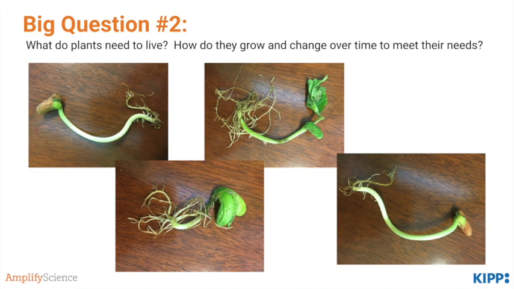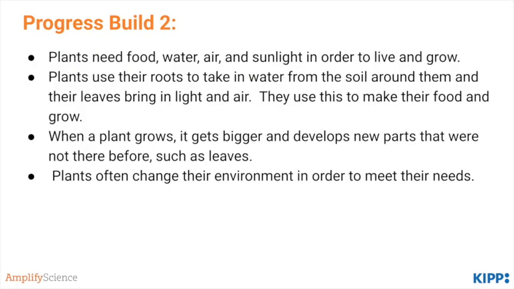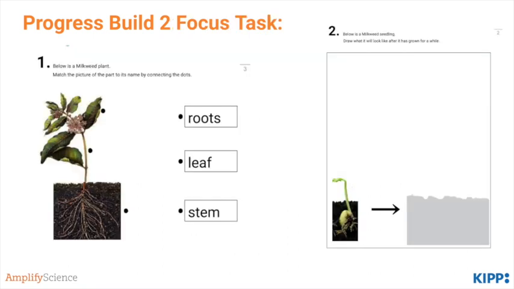Assuming they were kept moist with wet paper towels, your radish or bean seeds may look like this. Students identify the different parts of them and describe their growth. By the end of these lessons, students should understand the elements of Progress Build 2 shown here. Pause now and look these over. Great, and here's Progress Build 2 focus task. Take a minute to read it over and then answer the questions. Go ahead and pause now.